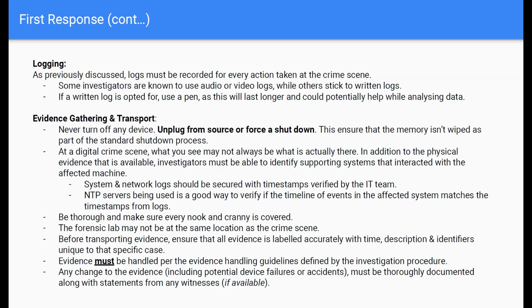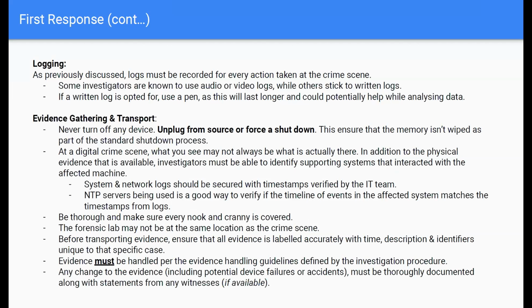Again, one more minor point, but it does help in an investigation. If you are opting for a written log, then opt for a pen instead of pencil. Well, it's longer lasting. I won't say it's permanent because obviously it depends on the actual paper that you write on, but at least if the paper survives, then you would be able to see the actual writing on the note.